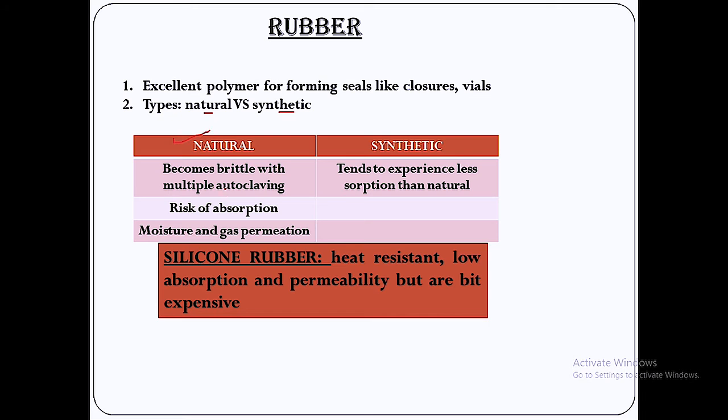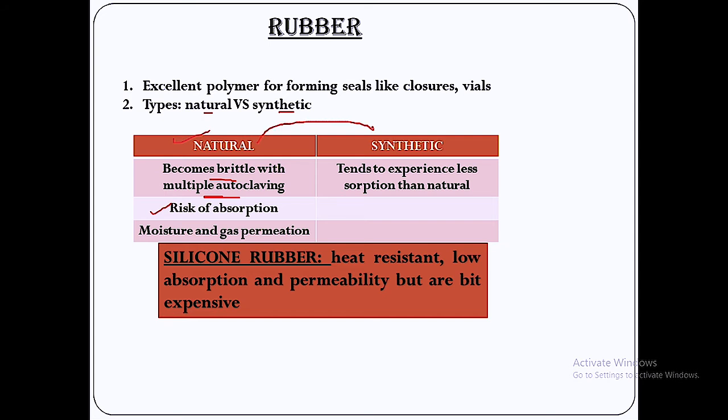One is natural and the other is synthetic. The natural one basically becomes brittle with multiple autoclaving, because you tend to sterilize the packaging material as it is in direct contact with your product, especially primary packaging. So when you do multiple autoclaving, the natural product tends to become brittle. There's also a risk of absorption with natural rubbers, and moisture and gas permeation, and hence natural rubbers are not that much used.